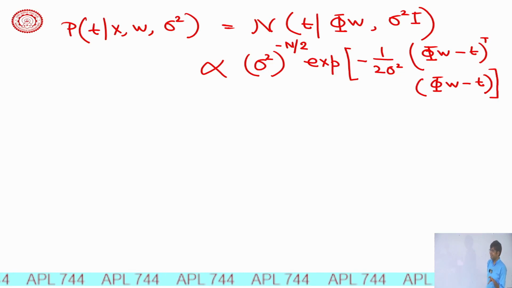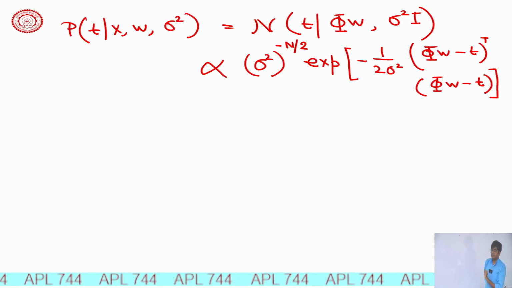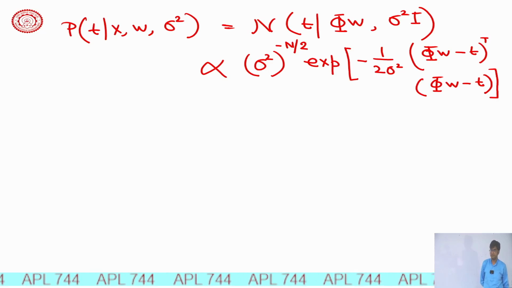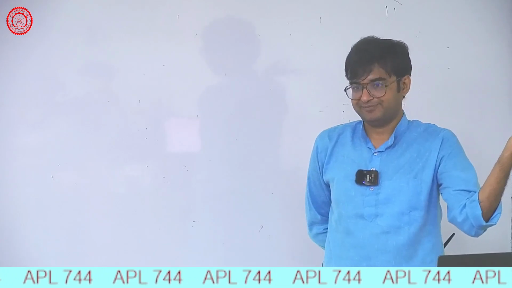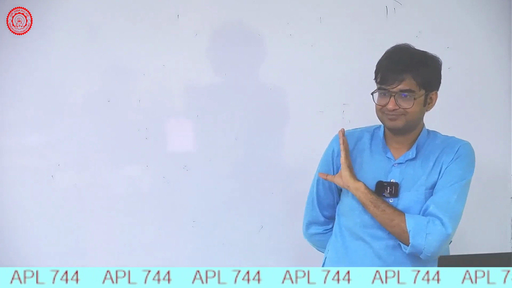The only practical change is that I have now included that sigma square to the power minus n by 2, because sigma square I now will have to infer. My posterior will now be probability of w comma sigma square given theta. So, my posterior will change, and so that sigma square will have a role to play. Okay.